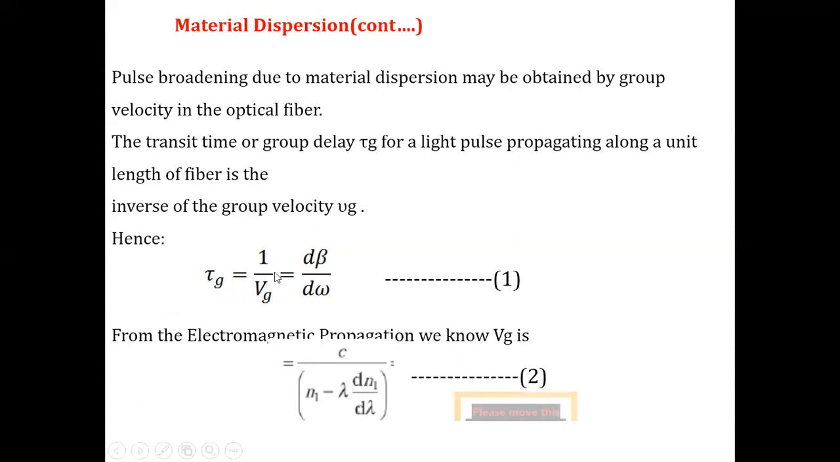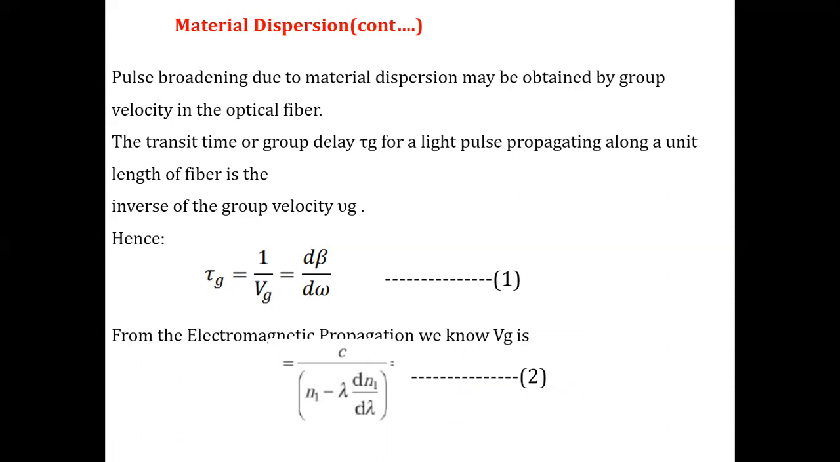So we know the formula for tau g. We have seen these values in the cylindrical fiber. That is, the value of tau g is equal to 1 by Vg. Since we know the value of Vg is equal to d omega by d beta, here the value is 1 by Vg, right? So by taking the reciprocal, we will get the value as d beta divided by d omega. Take this as equation number 1.